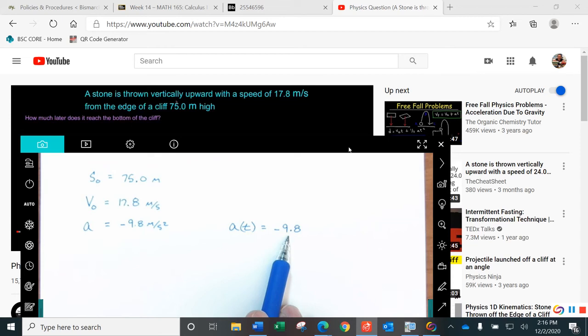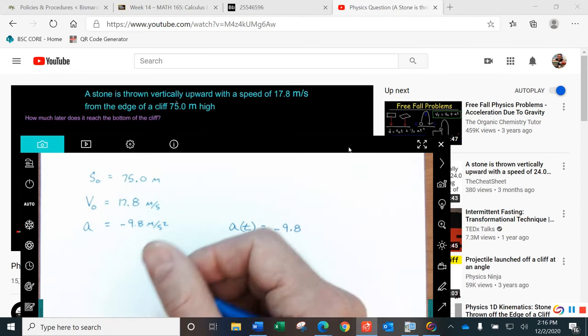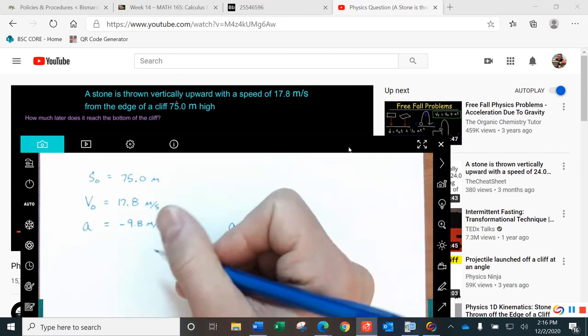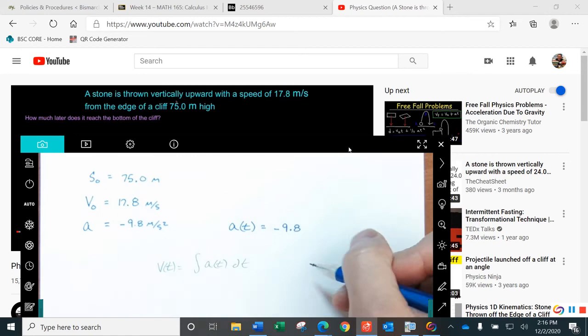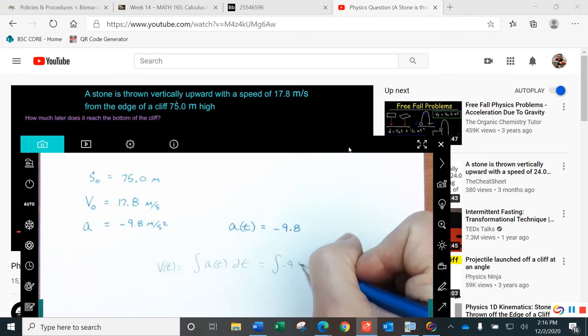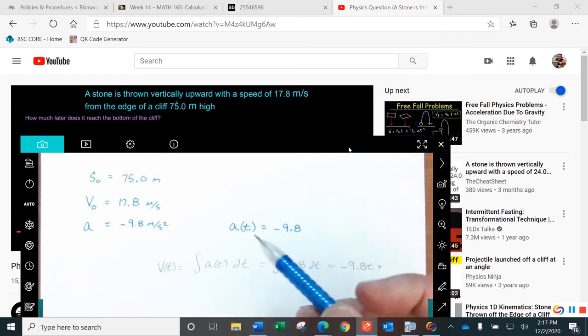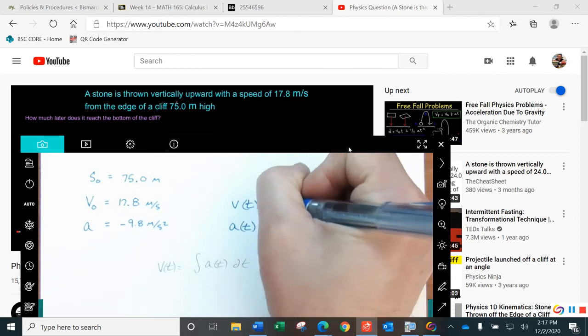But here comes our calculus. What I'm going to do is integrate our acceleration function to get the velocity function. I'll use my pencil for some scratch work. I'm going to integrate the acceleration function with respect to time in order to get my velocity function. So I am integrating negative 9.8 with respect to t, and of course that's negative 9.8t plus some constant of integration, which is the velocity at time 0, which in this problem is 17.8. So I'll put in a little 17.8. That's the constant of integration.